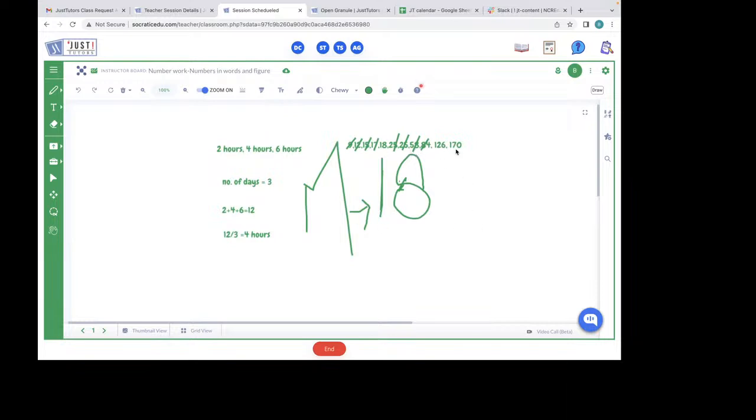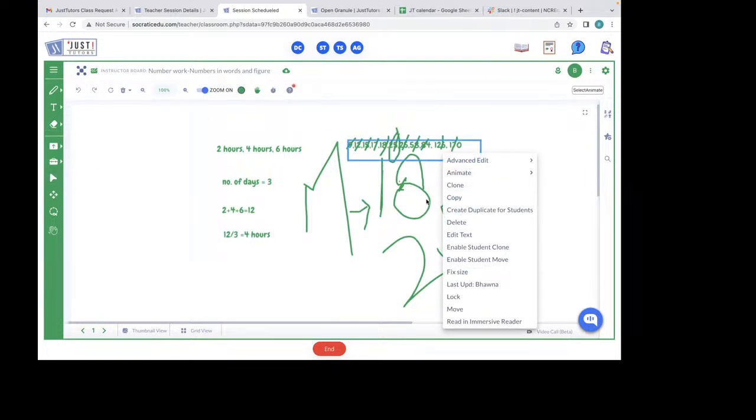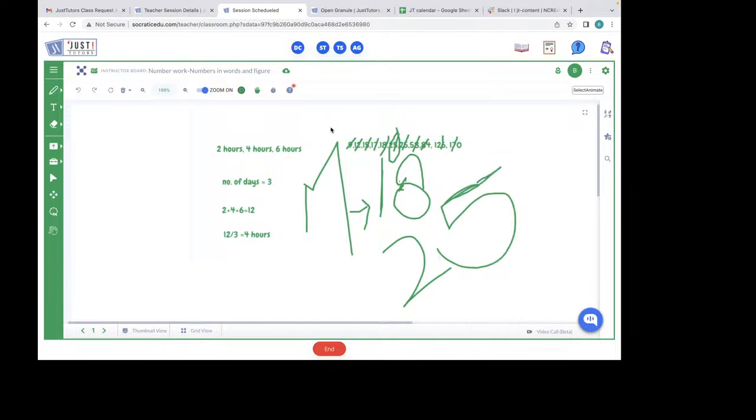Wait, the median is going, we have skipped these two, so we have to circle this and the median is going to be this one, 25. I'm sorry, the median is 25. Okay, I have skipped this one. So alright, the median is 25.